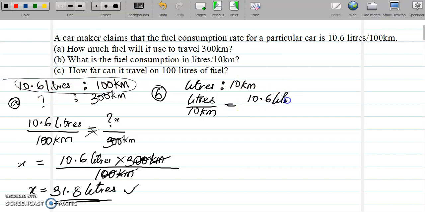10.6 liters over 100 kilometers. Okay, so if I cross multiply, we have this to be this multiplied by this, over this multiplied by this. So this gives me 10 kilometers multiplied by what?